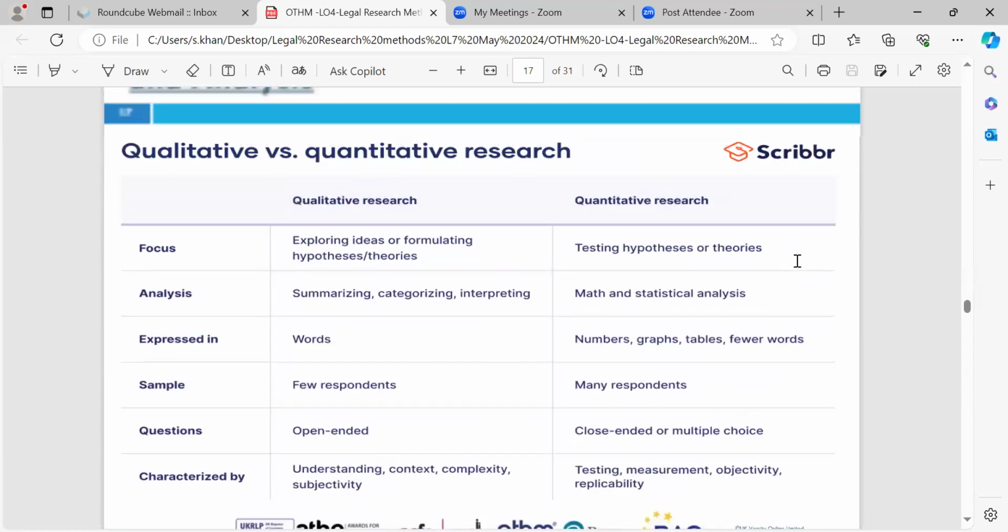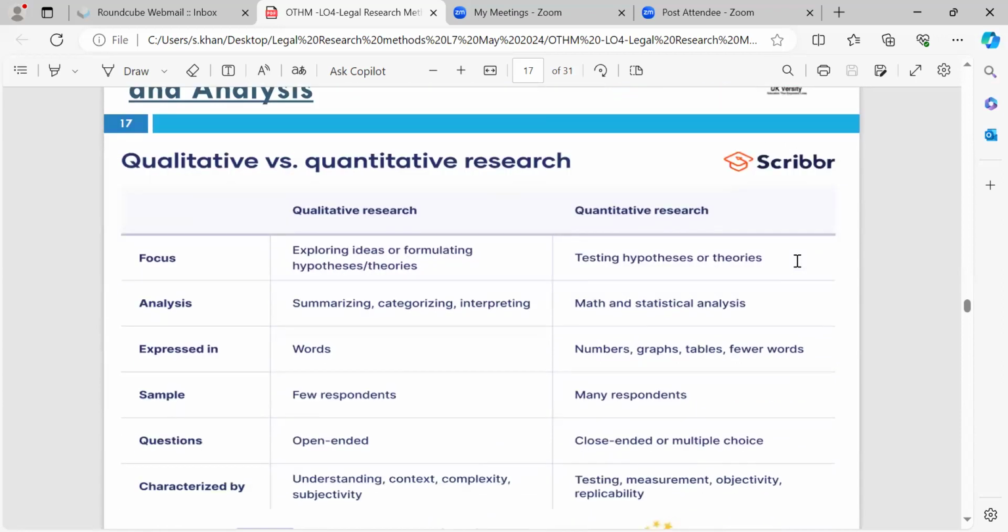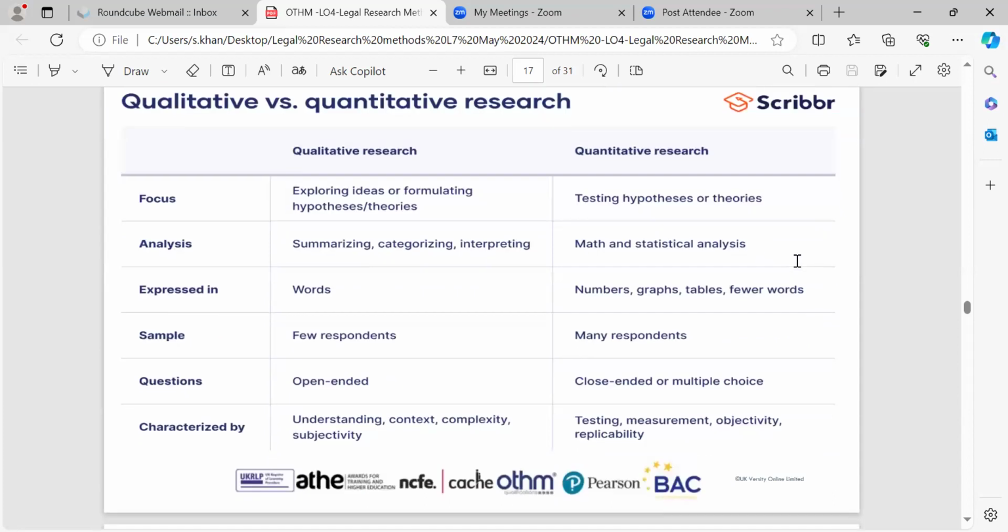So this diagram here looks at quantitative and qualitative data collection. When we're looking at the focus in regards to qualitative research, the whole focus of it is exploring new ideas or formulating hypotheses and theory. For quantitative research, it's for testing hypotheses or theories. The analysis for qualitative research is summarizing, categorizing, interpreting. And for quantitative data, it's math and statistical analysis.